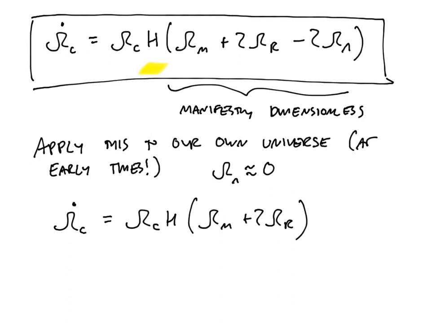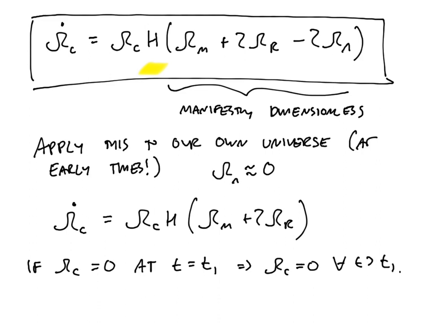Now, let's look at this. What kind of equation is this for omega c? So, first of all, notice that if omega c equals 0 at some time, then the left-hand side, omega c dot, is 0. And what that means is that omega c equals 0 for all later times as well. In other words, if omega c starts out being 0 at some early time, like the Big Bang, then it stays 0. So in that sense, it might make sense for the curvature to be 0. However, omega c equals 0 is an equilibrium point. But what kind of equilibrium point is it? It turns out it is an unstable equilibrium.